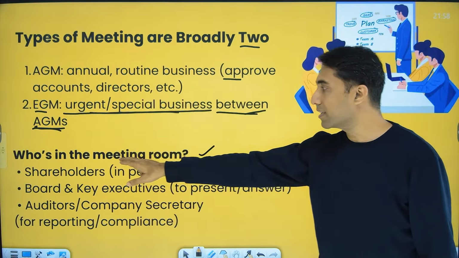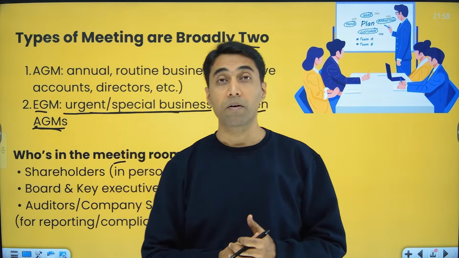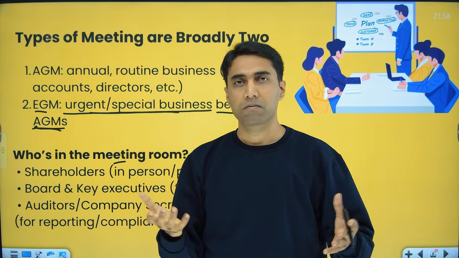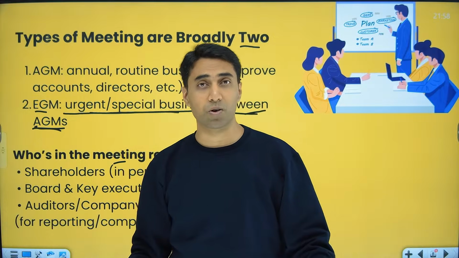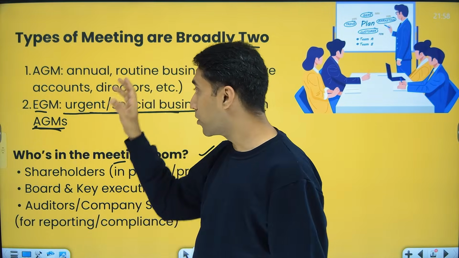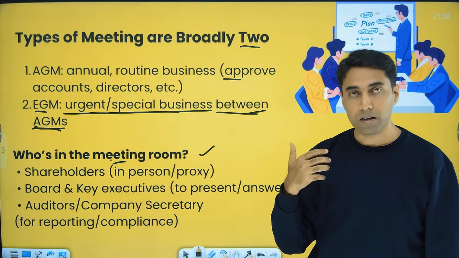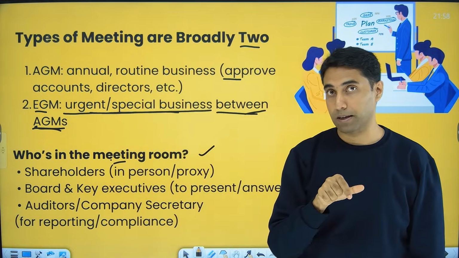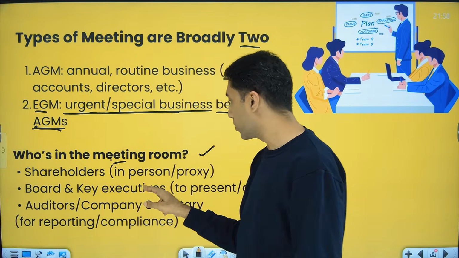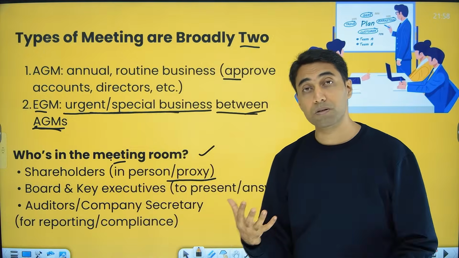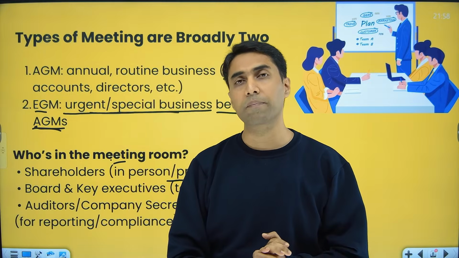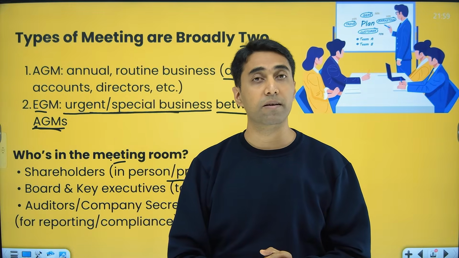Okay, so who is in the meeting room? Who all are there when we talk about AGM or EGM? When we talk about a board meeting, the board of directors will be there. That is obvious. But when we talk about a general meeting, for annual general meeting, who will be there? Shareholders will come for the meeting. Suppose they can't come by themselves, they can send somebody who is a proxy. On behalf of the shareholder, they come and they vote in the meeting when there is a poll.